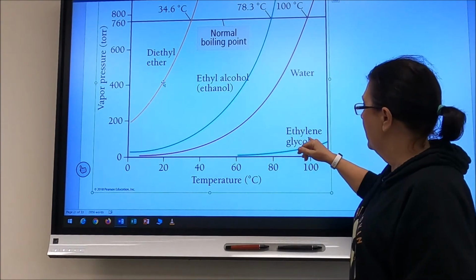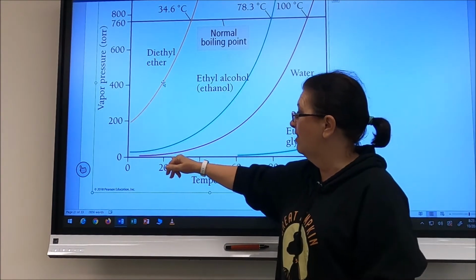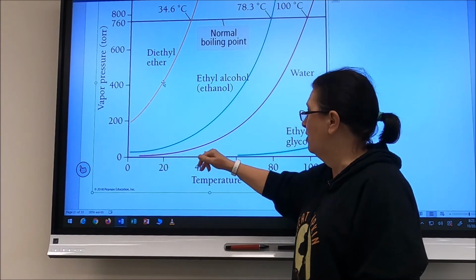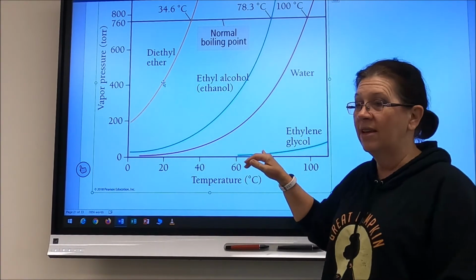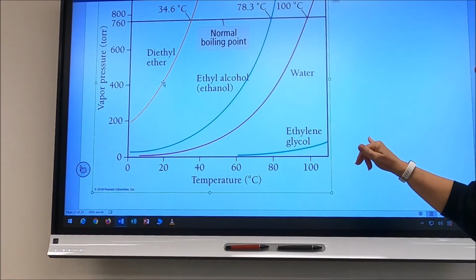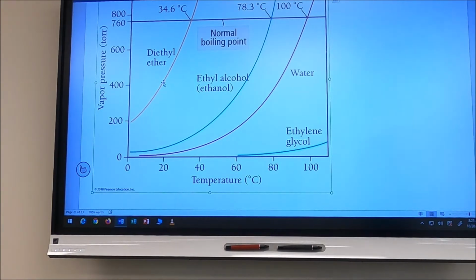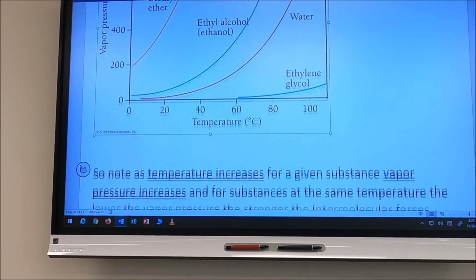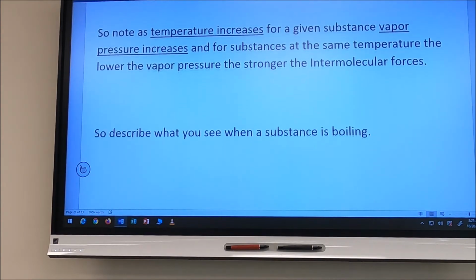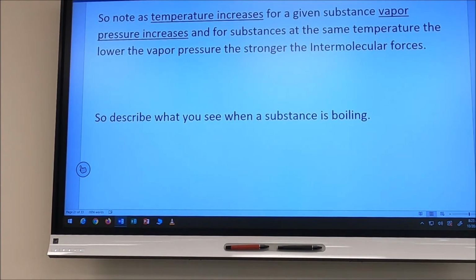And if we were to bring ethylene glycol in, notice it has 0 vapor pressure at 20 degrees C. So of these 4 substances, ethylene glycol has to have the strongest intermolecular forces. Diethyl ether has to have the weakest. So let me scroll on down here. Also notice that as temperature increases, the vapor pressure of the substances increase.